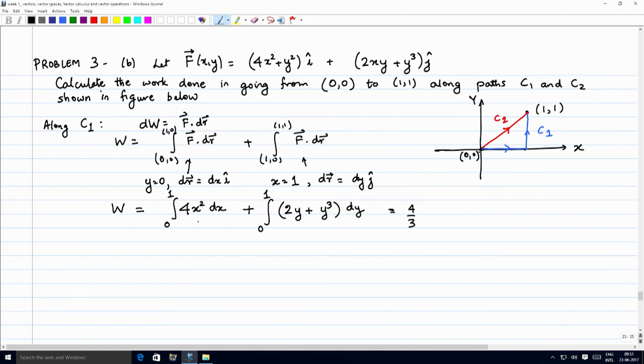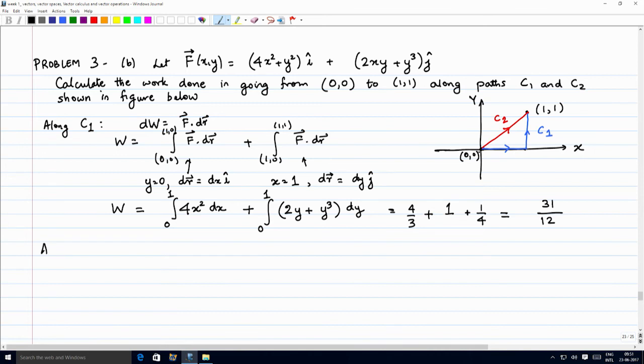So 4 x cube by 3, x cube by 3 from 0 to 1 is just 1 by 3, plus now you have 2y. So y square will give me integral y. So y square from 0 to 1 is just 1, and you will have y to the 4 by 4, that is just 1 by 4. And if you write this, you will get 16 plus 12, 28, plus 3, 31 by 12.